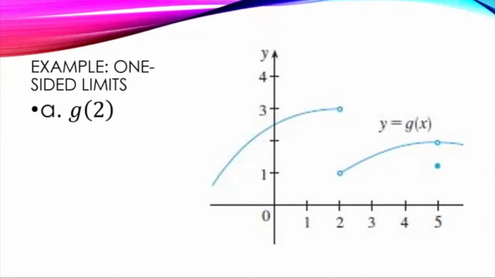Example, g of 2. Looking at this graph, what do you think is the value of g at x equal to 2? This means g of 2, meaning what is the value of g given this graph at x equal to 2. So, you locate x equal to 2. This is x equal to 2, right? What is the value of g at x equal to 2?